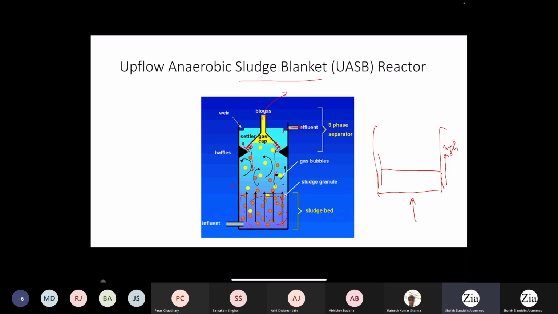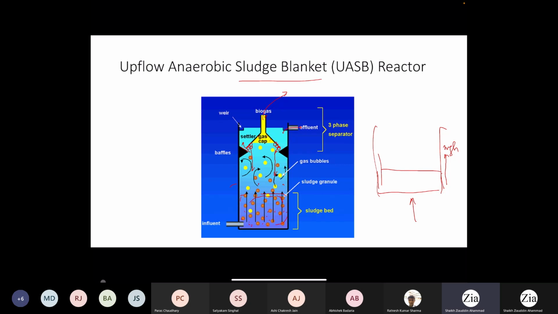Okay, so I'll stop here today, and in the next class we'll discuss more on this USB and a little bit about the aerobic fluidized bed reactor. Then finally we'll show other configurations of unit operations in the process.